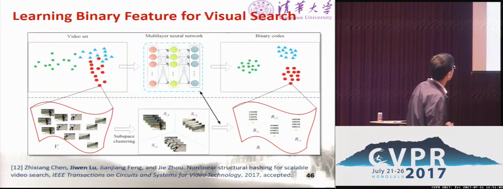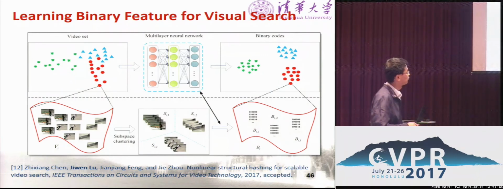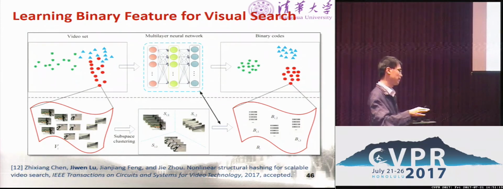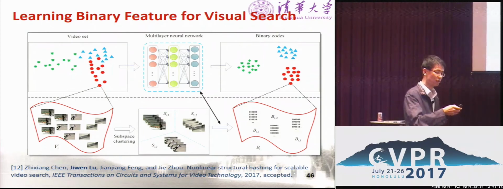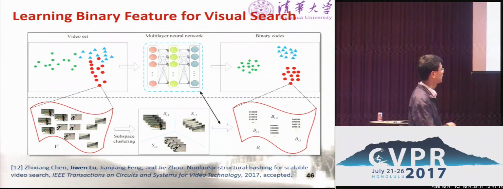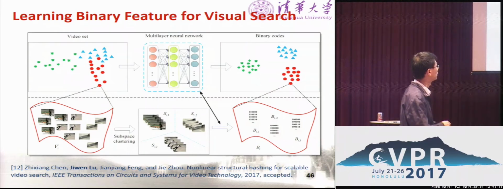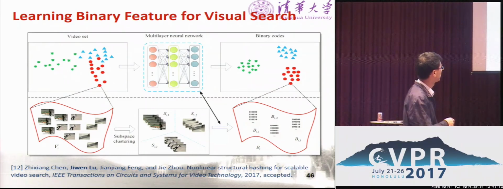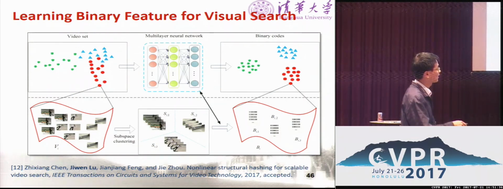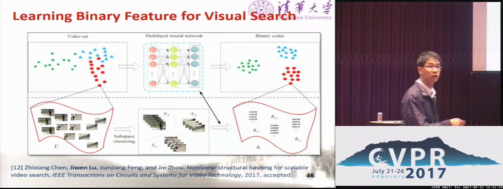Besides the deep model, we also consider the structure information of the samples within the frames. For example, a video may contain maybe 1,000 frames. Some of these frames occur in the same or a similar scenario. That is to say, some frames can be grouped together. So we first do subspace clustering for the frames within the same video, so we can get many subspaces. Then we encode binary codes for these subspaces, and we get many binary sets.